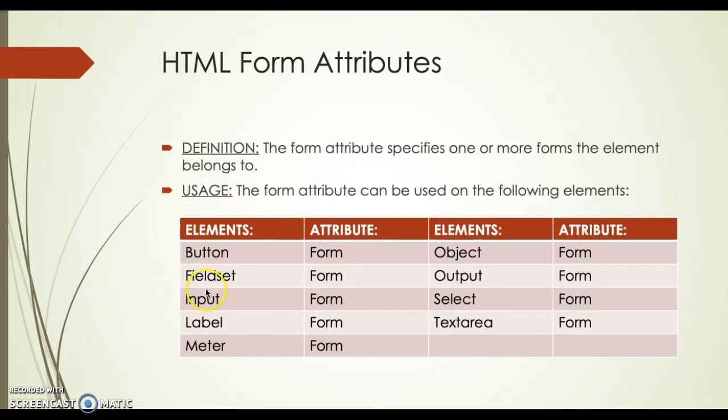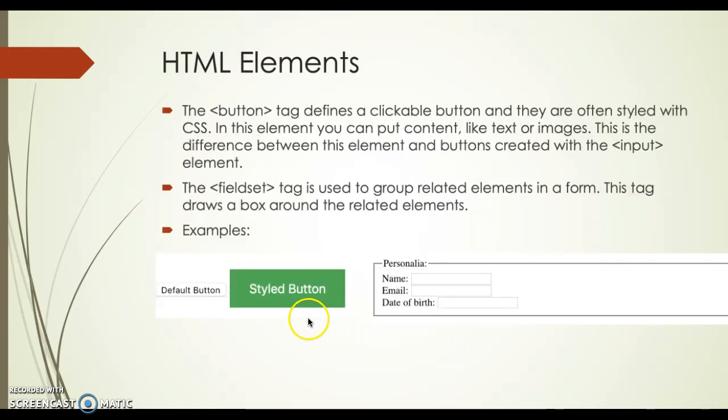The form attribute specifies one or more forms the elements belong to. We can have the button, the fieldset, the input, the label, the meter, the object, the output, the select, and the textarea. These are some examples. So we have, for example, the button tag, which defines a clickable button, and they are often styled with CSS. In this element, you can put content like text or images.